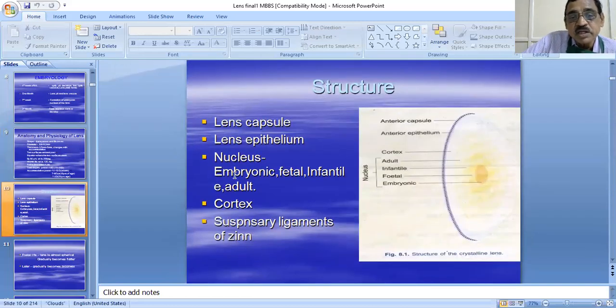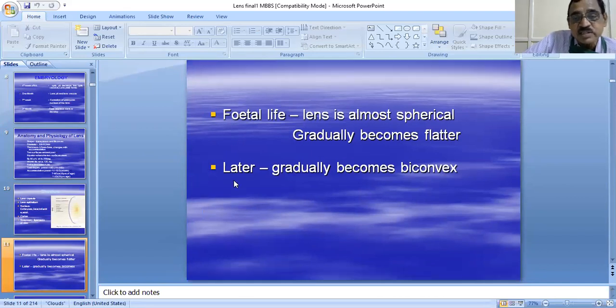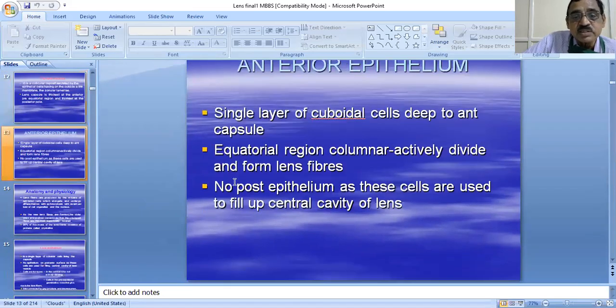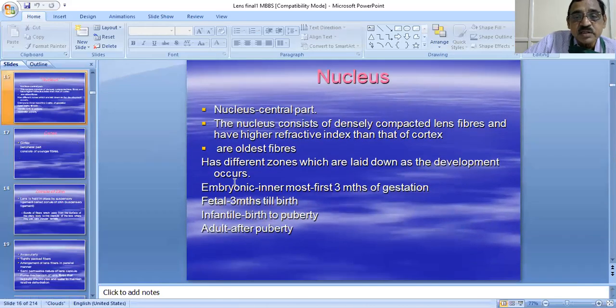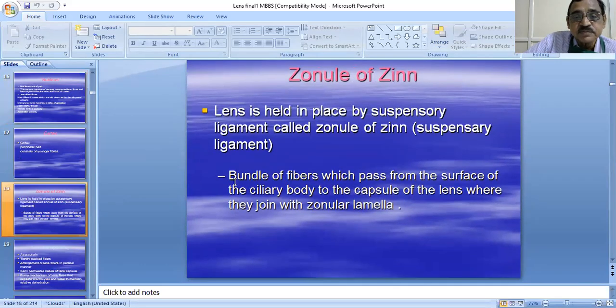I have already shown you this lens capsule and everything. I told you that in fetal life the lens is almost spherical and gradually becomes flatter, and in adult life it is a biconvex lens. Lens capsule, anatomy, physiology, nucleus, we have seen all these things.